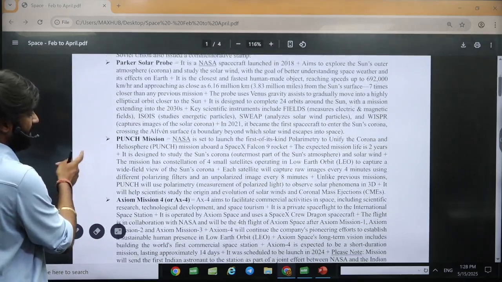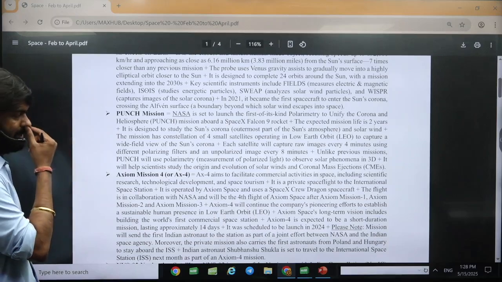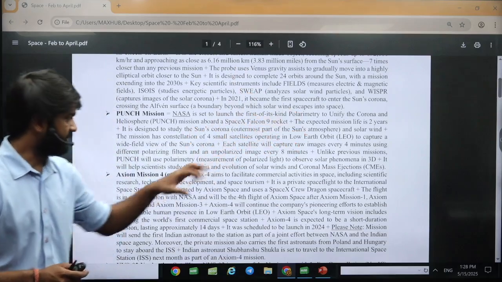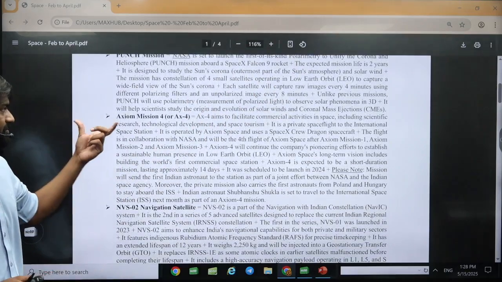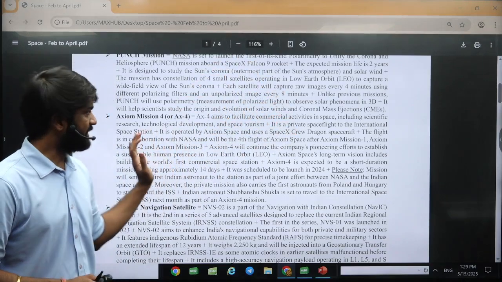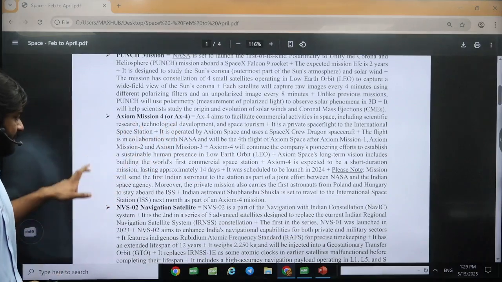Okay. Then you have the Punch mission. Punch is again by NASA, for the Sun's corona, the outer surface. Okay. Then we have the Axiom mission. So Axiom mission is nothing but we are sending someone to the International Space Station. So Axiom mission 4 is not important, but read it once.